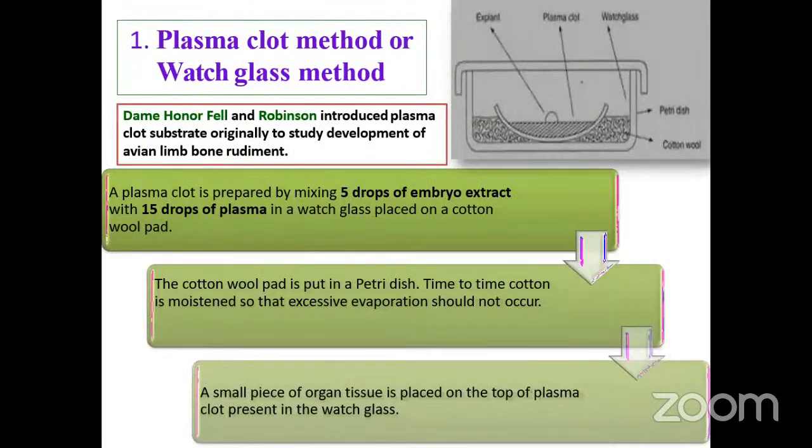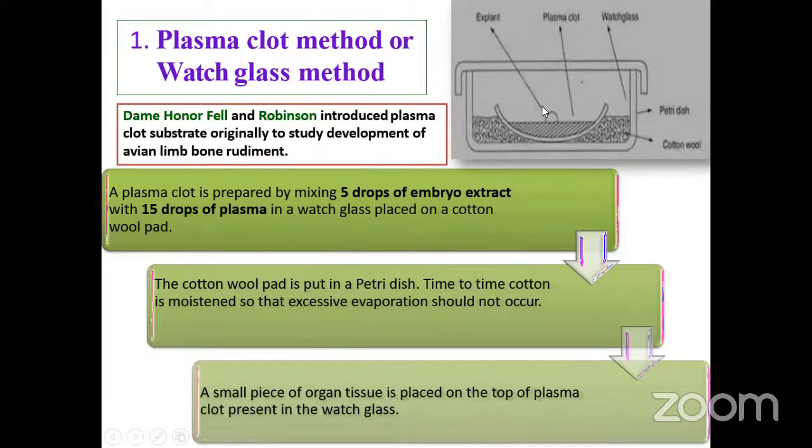The plasma clot method was developed by Dame Honor Fell and Robinson. They used this plasma clot method, where the plasma clot acts as a substrate, for the development of avian limb bone rudiment. Here you can see the image. At the bottom we have cotton wool, above that a petri dish, and on that we have the plasma clot.